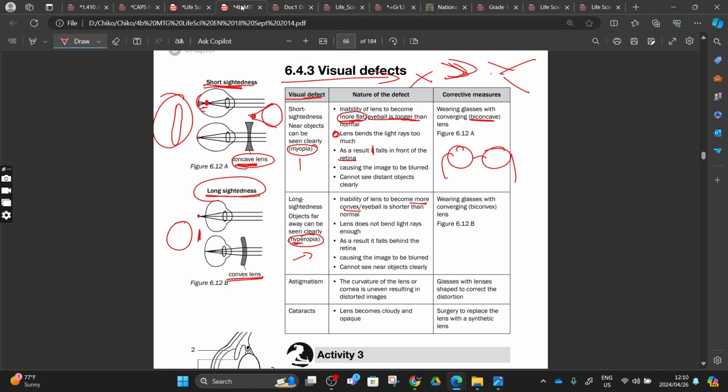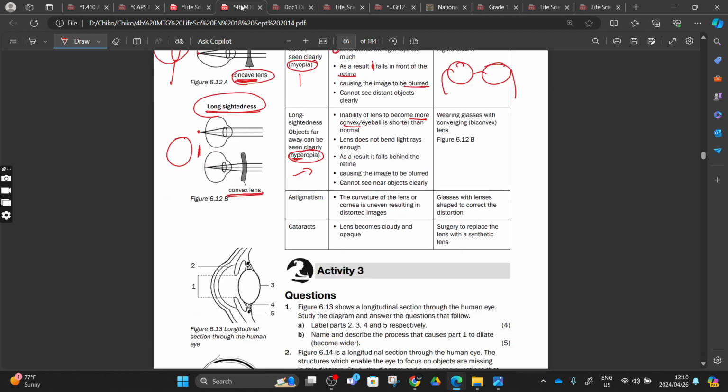This will be the result, causing the image to be blurred because more light will be passed, right? You cannot see a distant object, because when we are moving away from the distant object, your lens cannot stretch like that, right? And then with long-sightedness, the lens does not bend light rays enough, right? So you have an inability of your lens to do this, right? As a result, it falls behind the retina, causing the image to be blurred.